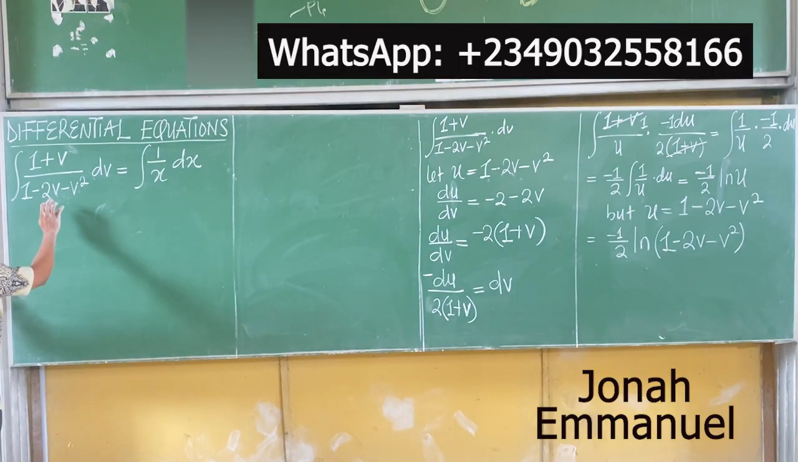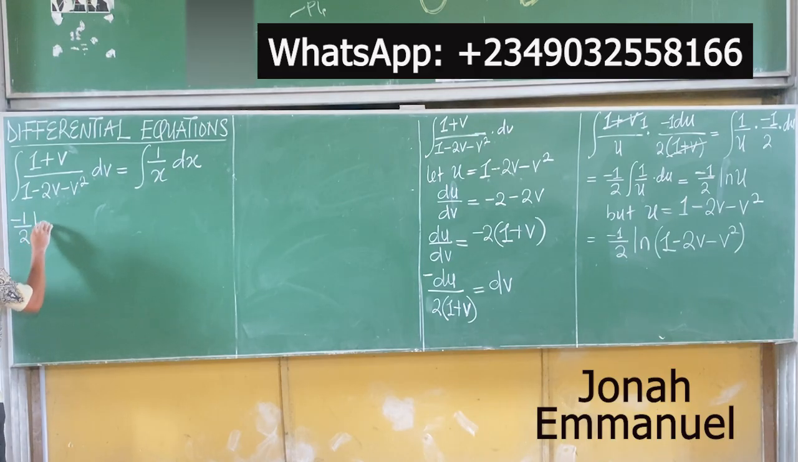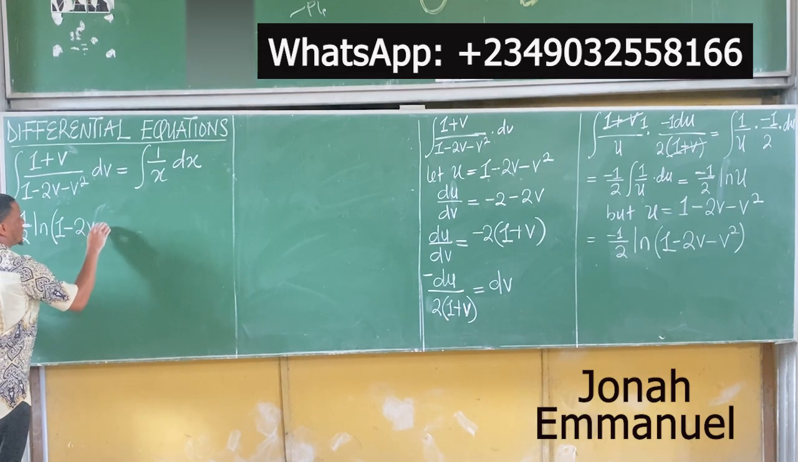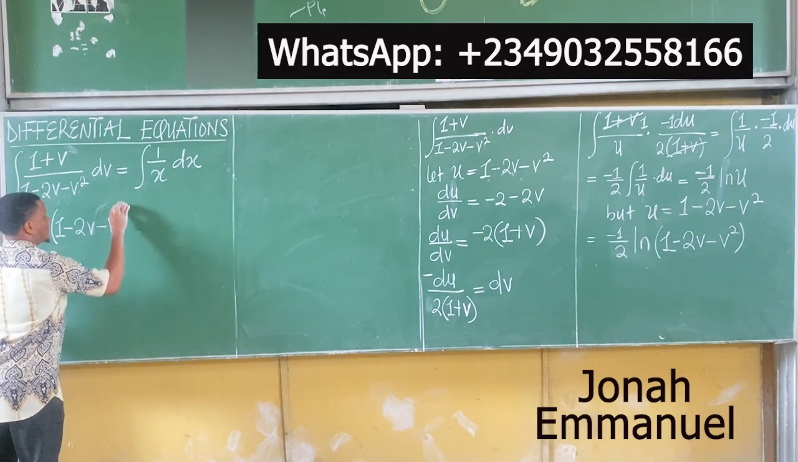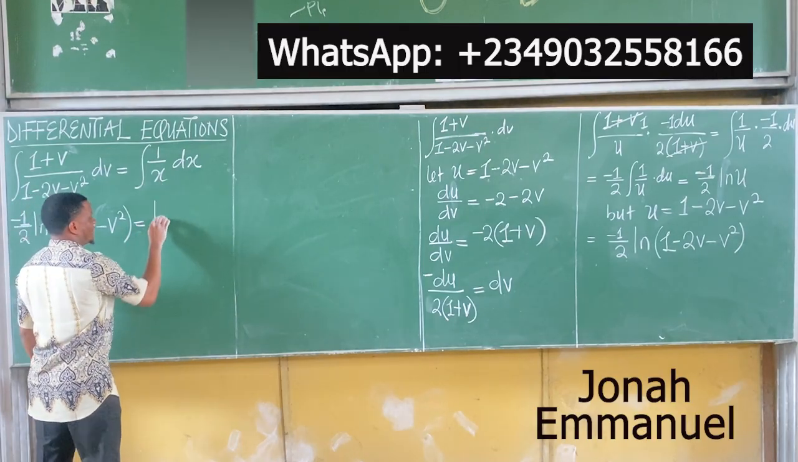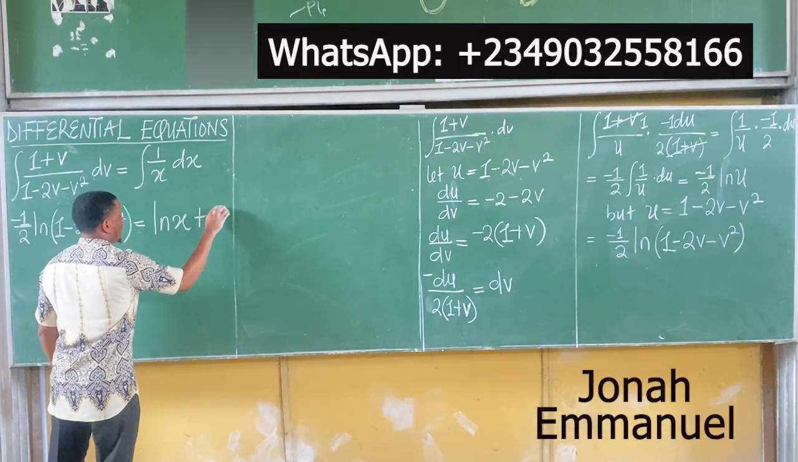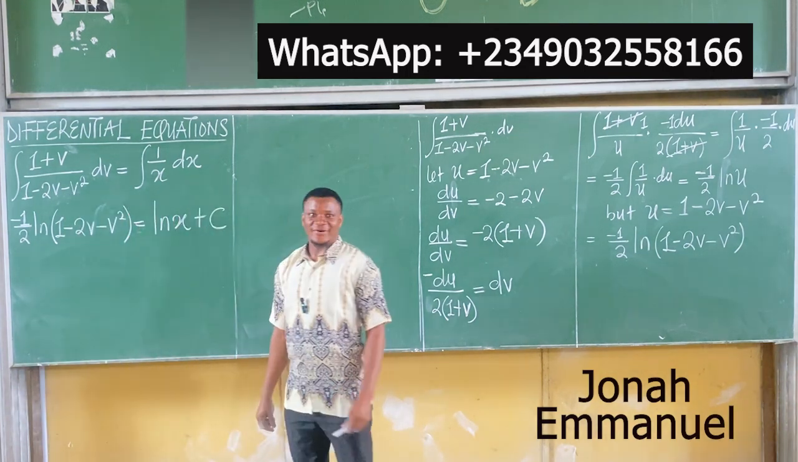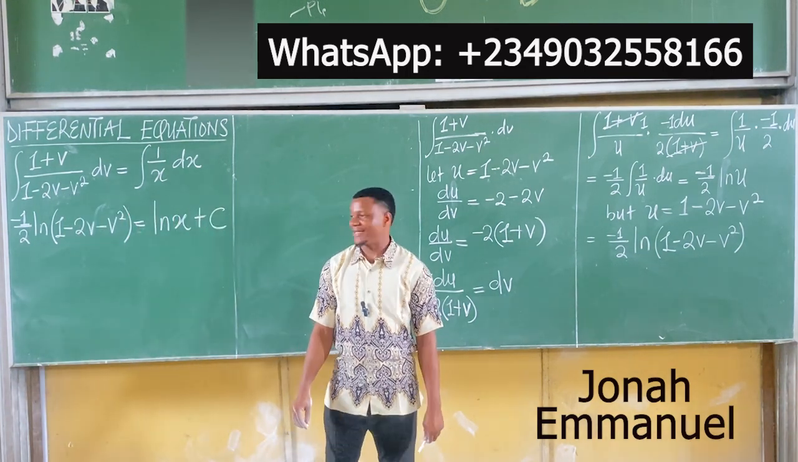All right. This gives us, as you can see, minus 1 over 2 ln of 1 minus 2v minus v squared, equal to the integration over x, which is ln x plus c. So we're now here, successfully integrated.